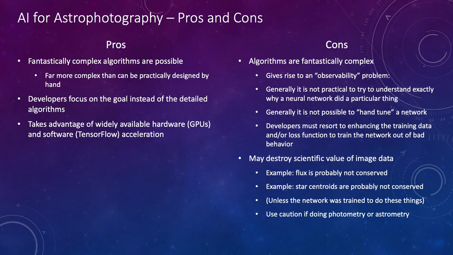So as you can see, it's a very different approach. Let's look at pros and cons. Pros of using an AI solution for this stuff is we can come up with these fantastically complex algorithms. It's a big math equation with 21 million adjustable parameters, way more complex than we could come up with by hand.